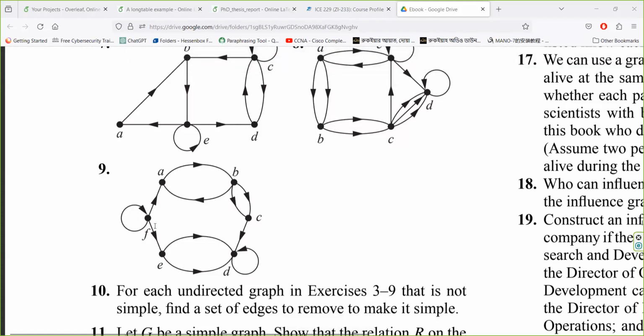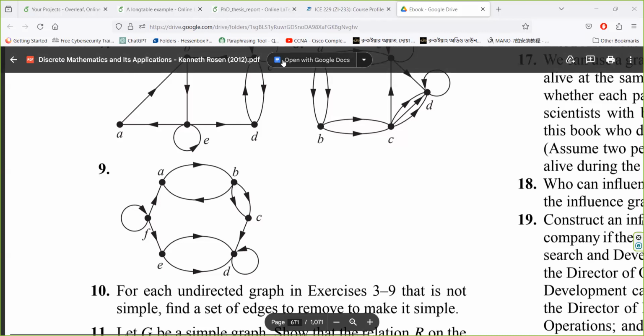Okay. Then how many edges? 11 edges. How to write edges? A arrow B, I guess. Mhm. 11. We need to write like this. This is the edge 1. It means this line.